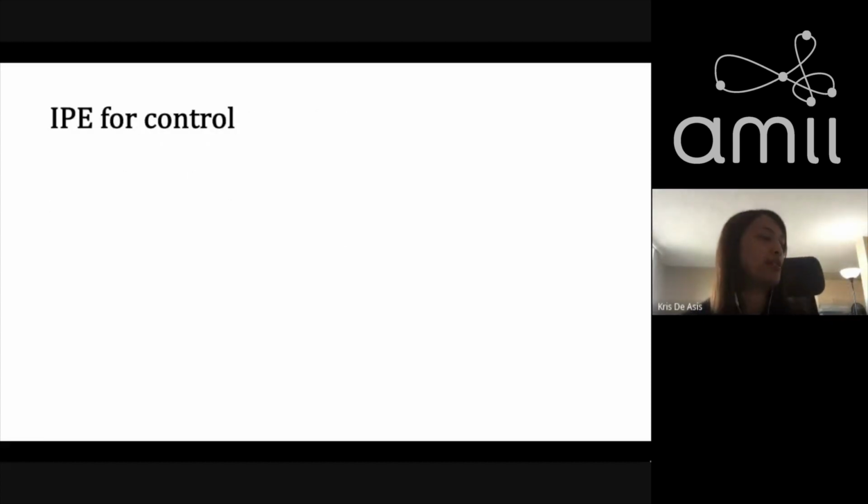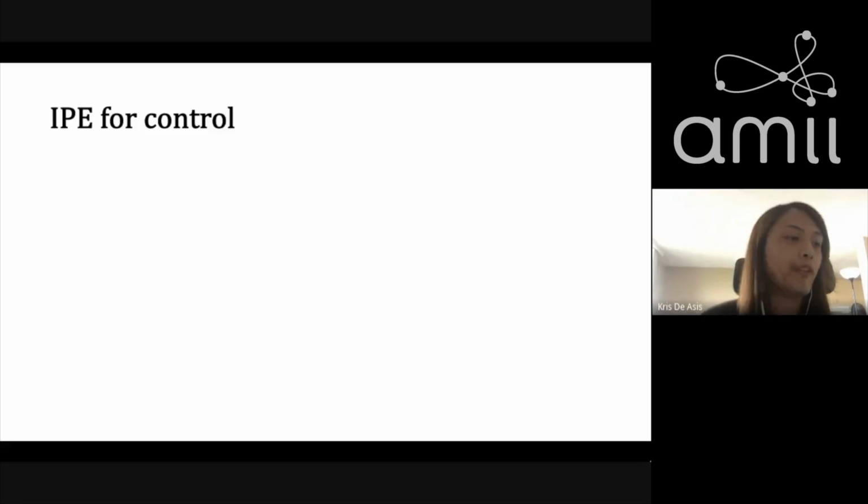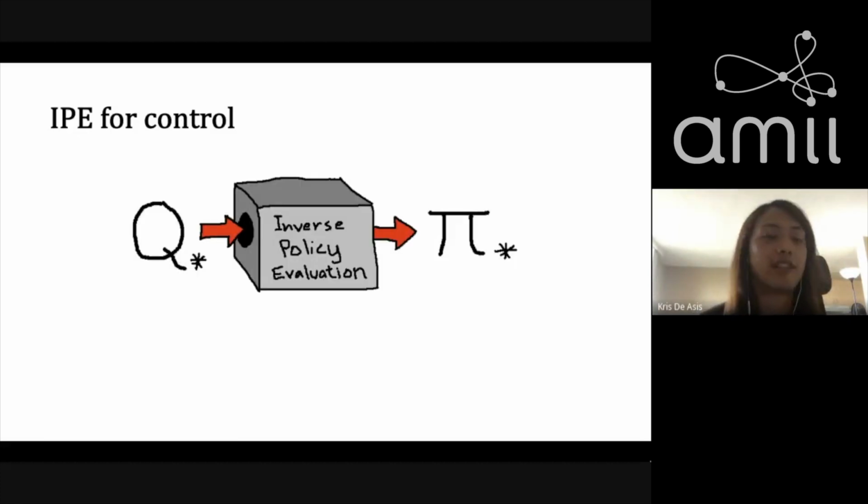So now, if we were to invert some value function and get its policy, how can we use that for control? Because that is some policy for some arbitrary value function, and might not be useful for decision making. So instead, we can use that same picture and imagine that if the optimal value function went in, we would get the optimal policy out.